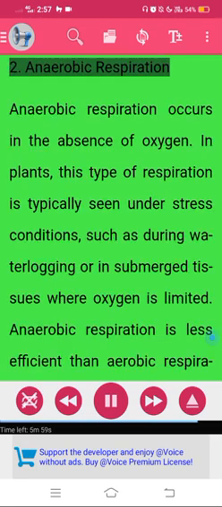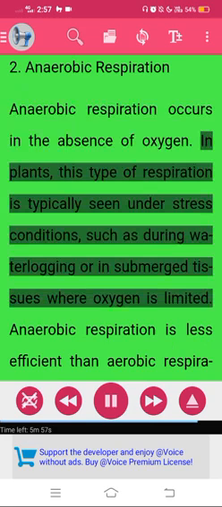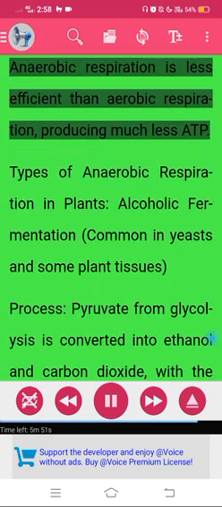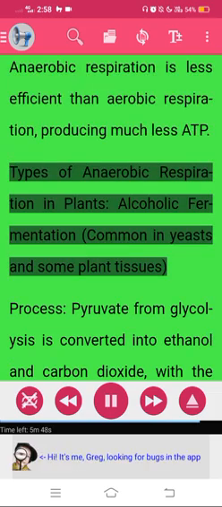2. Anaerobic respiration. Anaerobic respiration occurs in the absence of oxygen. In plants, this type of respiration is typically seen under stress conditions, such as during waterlogging or in submerged tissues where oxygen is limited. Anaerobic respiration is less efficient than aerobic respiration, producing much less ATP. Types of anaerobic respiration in plants.